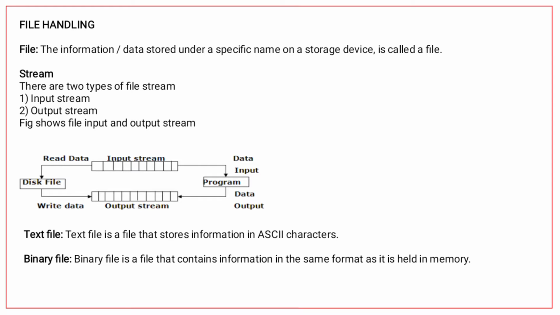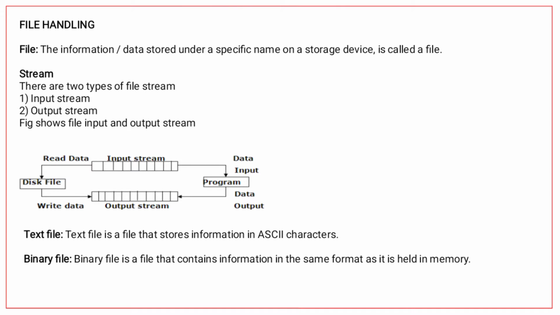Text file. Text file is a file that stores information in ASCII characters. In a text file, each line of text is terminated with a special character known as EOL, that is end of line character, or delimiter character. When this EOL character is read or written, certain internal translations take place.